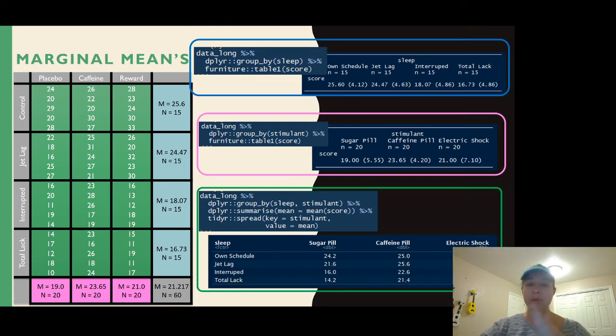So now I put in blue and pink the margins. The margins are collapsing across rows and collapsing across columns. Then down in the very bottom lower right-hand corner in gray, I have the grand mean. So you'll see the capital N, the sample size, is 60. That's the overall sample size. And the overall average on this video game was 21.2-ish.